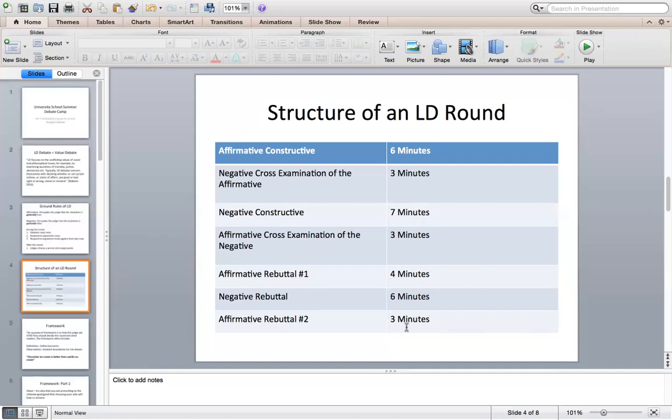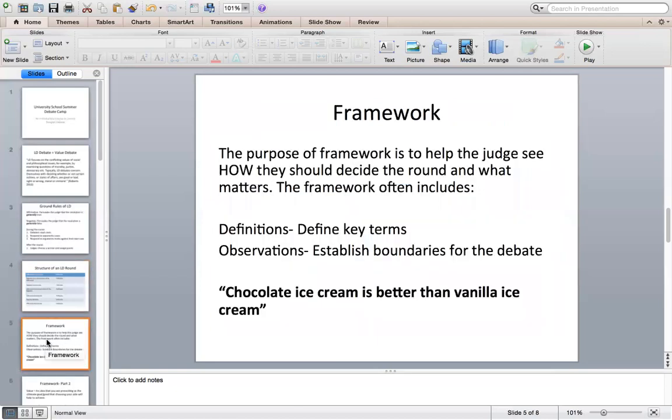So, how does a debate case look? I don't want to get too caught up in the minutia, but I do want to give you an idea of how Lincoln Douglas debate cases typically look. There are usually two parts to a Lincoln Douglas debate case. The first part is framework. The purpose of framework is to help you as a judge decide what arguments in a round really matter. So often they'll define some key terms, maybe throw out a few observations to establish boundaries for the debate.